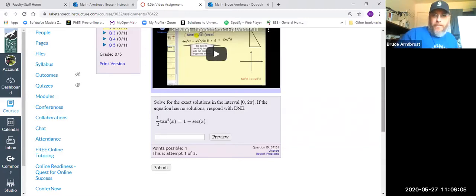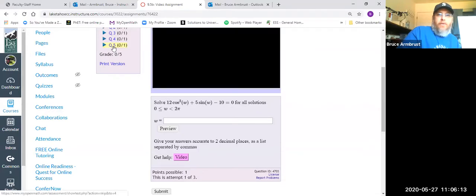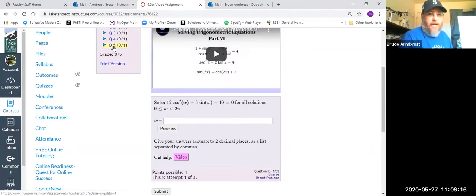And while we're here, I'm also going to take a look at number 5. So number 5, we've got a similar kind of equation, but this time we've got cosines and sines. So let me just go ahead and write this one down here. We've got 12 cosine squared w plus 5 sine w minus 10 equals 0. So I don't know that I'm going to solve both of these all the way through because they are pretty similar, but we definitely will take a look at them.